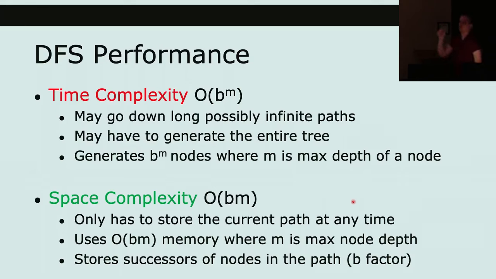It only has to store the current path that it's on. It does not need to store the entire tree. Okay? So it uses B times M memory, where M is the maximum depth. And it stores the successors of the node in the path. And this is like the branching factor. So with that branching factor B, I'm going to generate the successors at this depth, then go down one node, generate the successors at that depth, go down one node, generate it, right? So we have B times D.